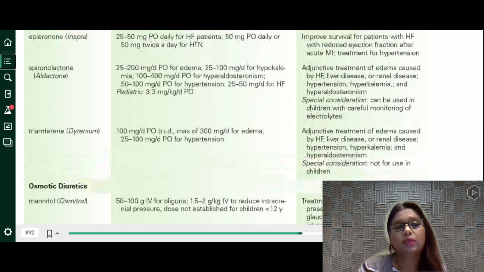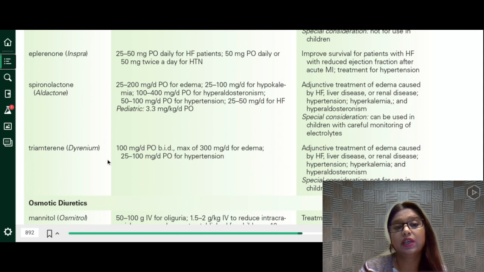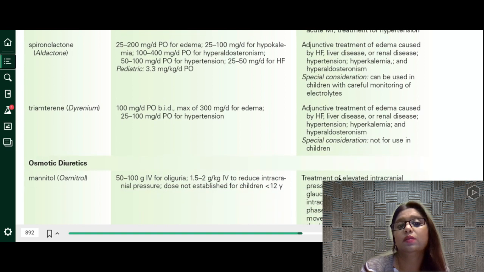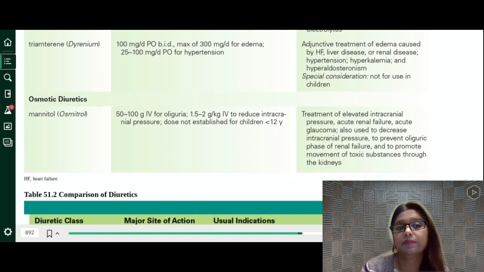Next one is triamterene. Triamterene is another potassium-sparing diuretic. You will see it quite a bit. It is used very often in clinical practice. 100 milligrams per day. Specifically, why do we give it? All of them pretty much are for severe edema and heart failure. It is the physician's discernment which one he would want to give.